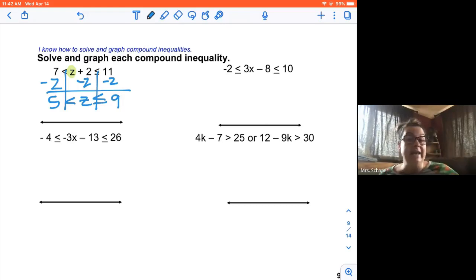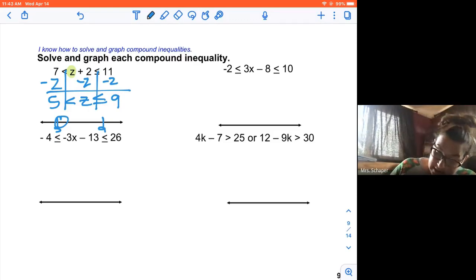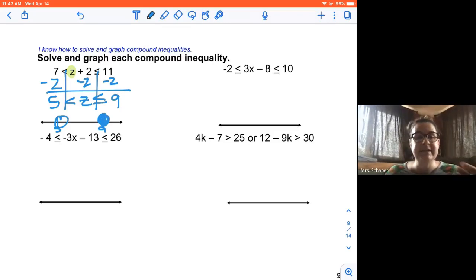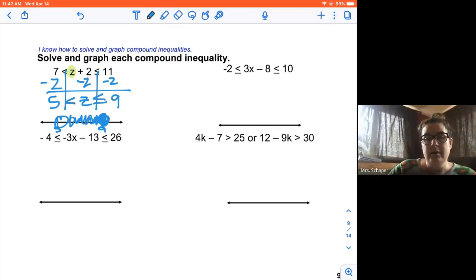I see that it's an and statement because it's joined. And now I can go ahead and graph it. I have 2 dots on my graph, 5 and 9, lesser number to the left, greater number to the right. In this case, the 5 is open because it's less than. The 9 is filled in because it's less than or equal to. And because it's an and statement, we shade them together. And statements are shaded together. That's solving and graphing a compound inequality.